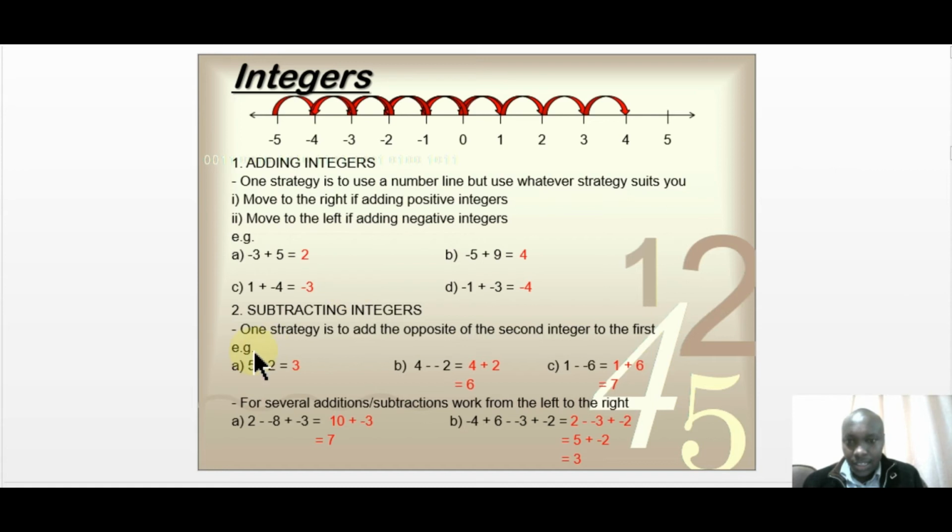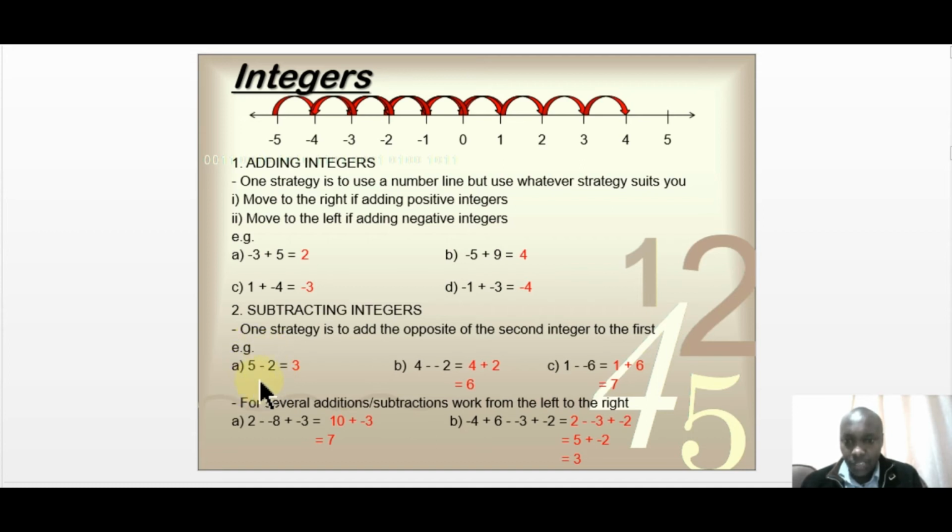Subtracting integers. The strategy that we use for subtracting integers is to add the opposite of the second integer to the first. I repeat, adding the opposite of the second integer to the first. Example, 5 minus 2. When you are subtracting, we look at the second integer. The second integer is 2. So the opposite of 2 is negative 2. So we're going to take negative 2 plus 5.